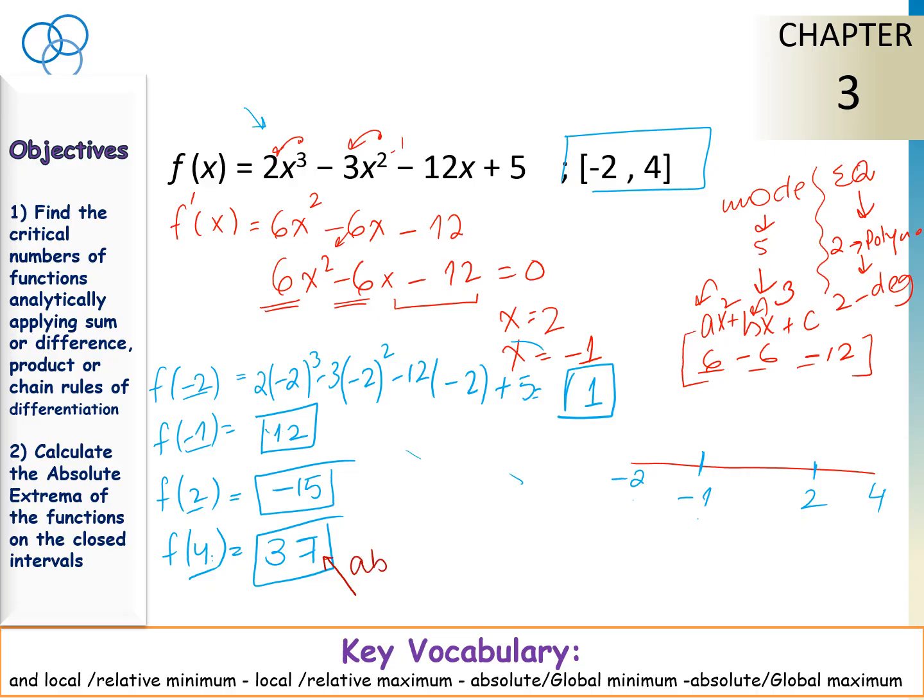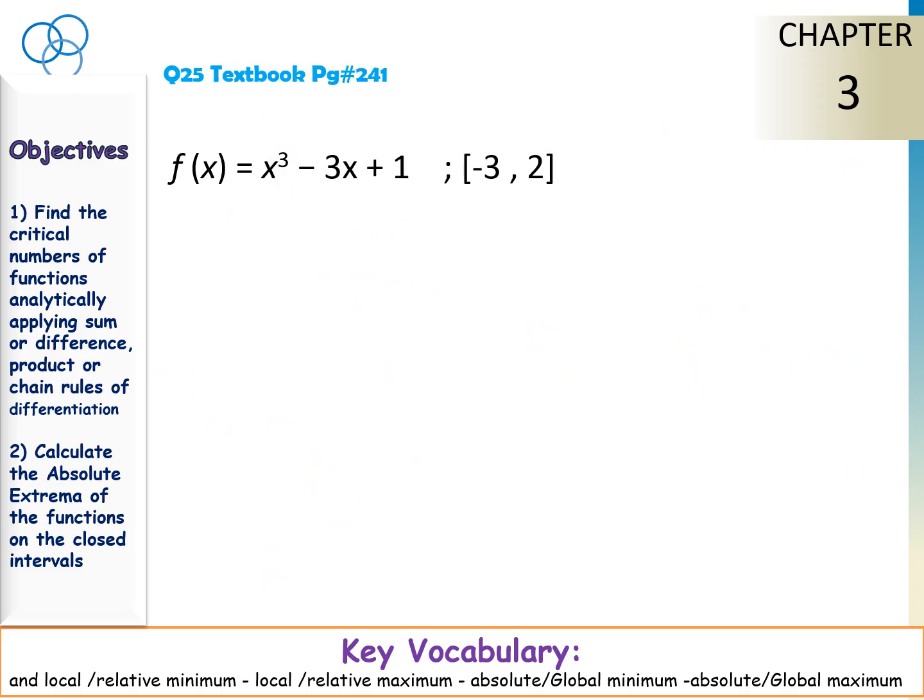So this will give you the absolute maximum. You have an absolute maximum at x equals 4 and y equals 37. Now which is the least value, 1, 12 or negative 15? Negative 15 is the lowest value of y. So this will give you the absolute minimum value at x equals 2. So this is how we determine the absolute extrema.